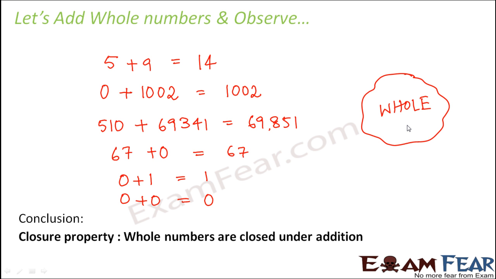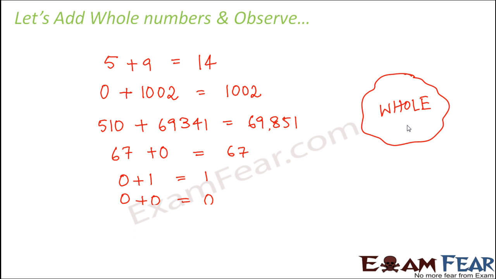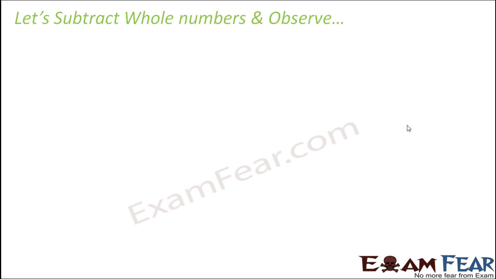Now we will try to see whether this closure property holds true for subtraction, multiplication and division as well or not. So let us try to subtract whole numbers and see. Let's say we take 16, subtract 9 from it. We get 7, which is a whole number. 1 minus 0 is 1, which is again a whole number. 0 minus 0 is equal to 0, which is again a whole number. So do you think that closure property is true for subtraction as well? You might think yes. But let me give you some more examples before you reach a conclusion.